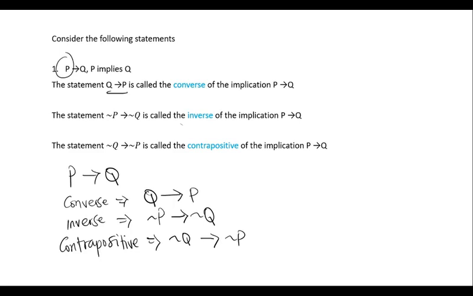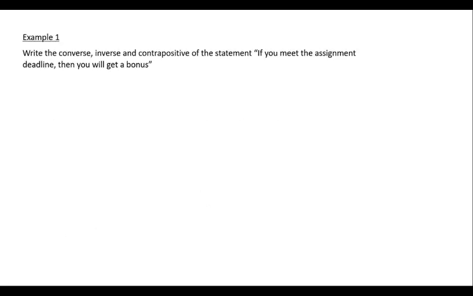So let's go ahead and write some examples of converse, inverse, and contrapositive. Example number 1. Write the converse, inverse, and contrapositive of the statement: if you meet the assignment deadline, then you will get a bonus. Okay, so let's look at the solution for this.